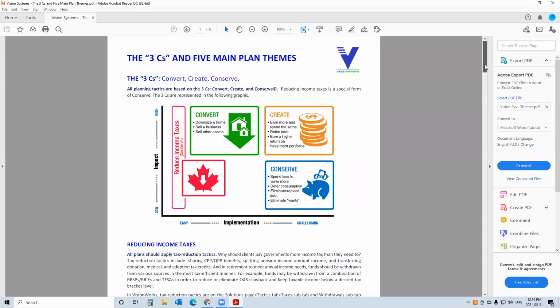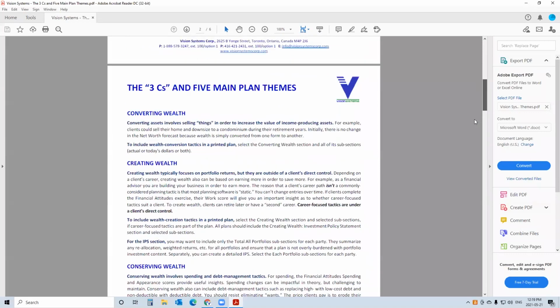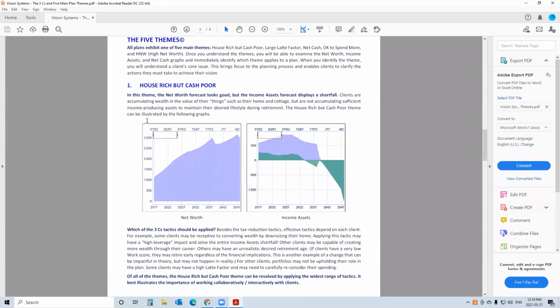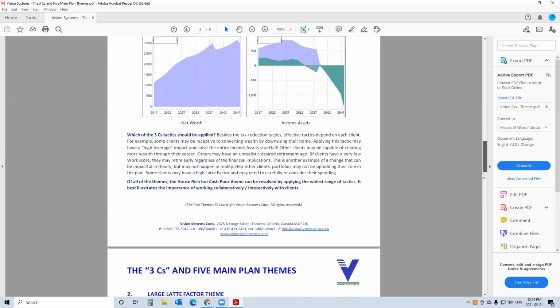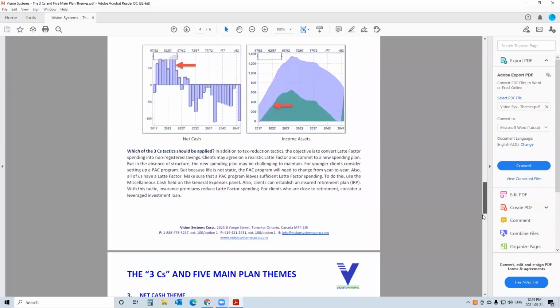And which of the three C's we apply is going to depend on the five themes. So that's what we want to go through today. And the five themes are house rich, cash poor. Your net worth looks great, but you see a shortfall in your income producing assets. What we call the large latte factor. In theory, you should be able to save far more than you actually are.